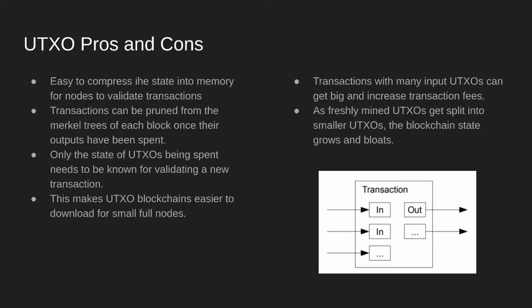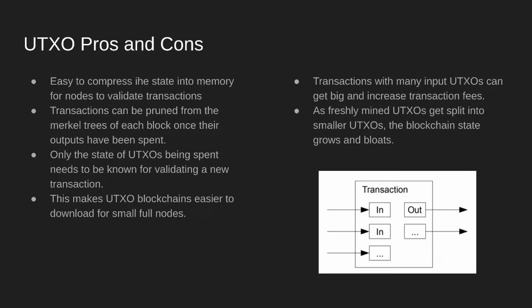There's pros and cons to UTXOs. They're easy to compress into the memory for nodes to validate transactions. Transactions can be pruned from the Merkle trees of each block once their outputs have been spent. If you don't know what a Merkle tree is, I encourage you to read the Bitcoin white paper. Only the state of UTXOs being spent needs to be known in order to validate a new transaction, and this makes UTXO blockchains easier to download for smaller full nodes.